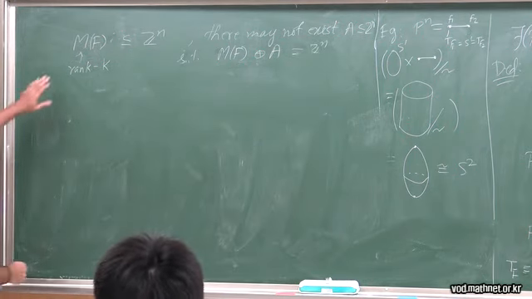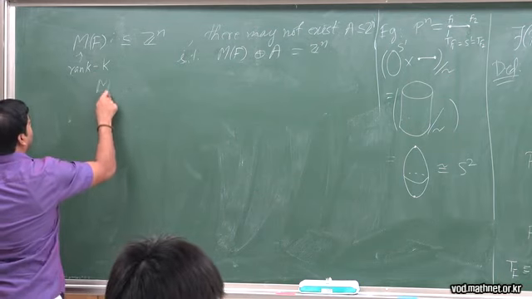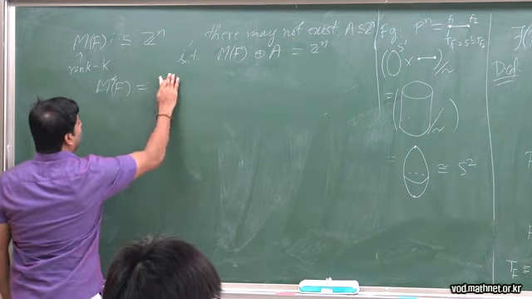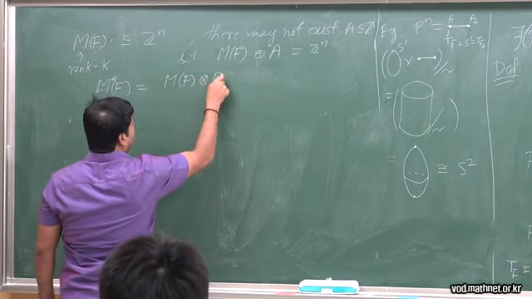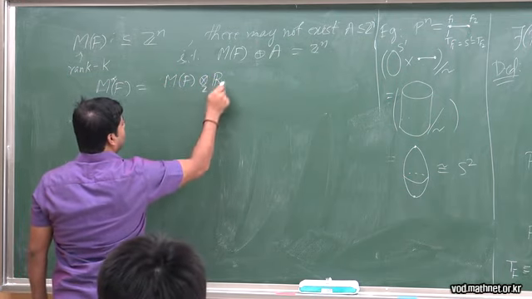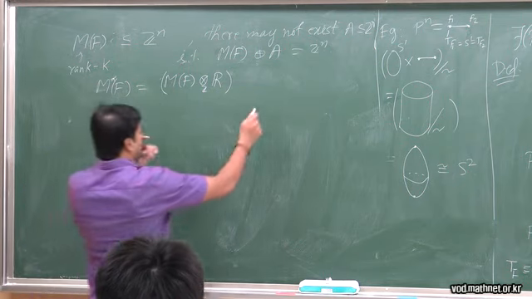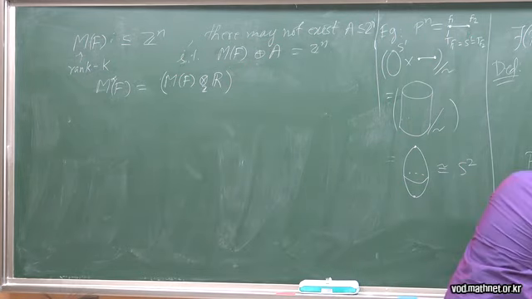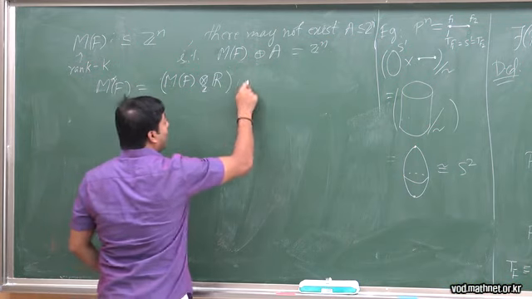Now, but we want to make it... How can we make it this one? So we have M star F. So what can we do? This M F tensor R over Z will become a subset of Zn tensor R, and then we can take the intersection with Zn.